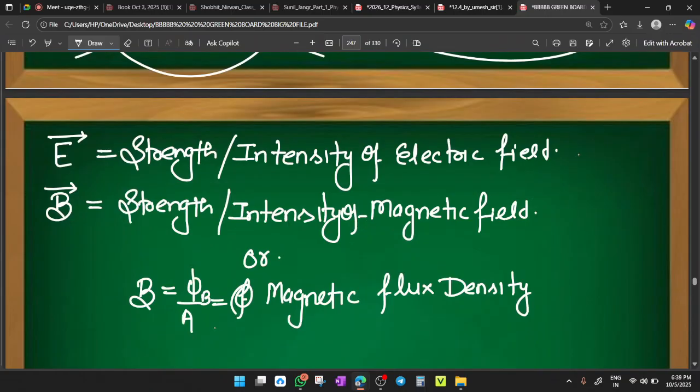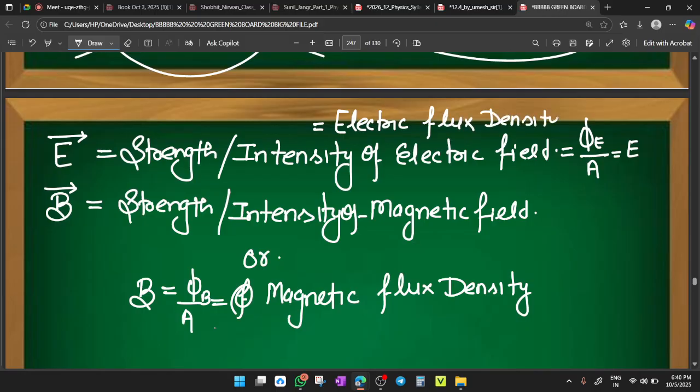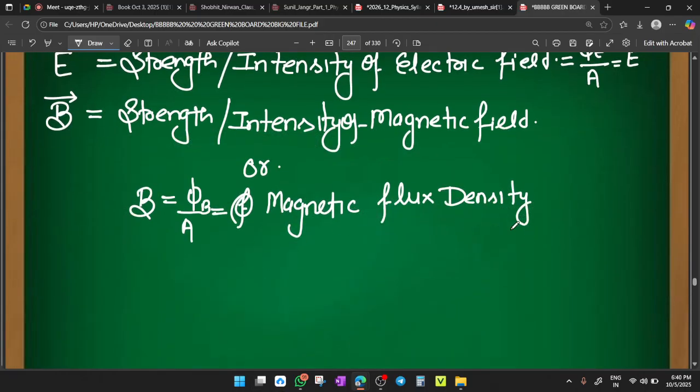Similarly, here E equals phi electric per unit area. That is equal to electric flux density. Here it is called electric flux density. Yes, and here it is magnetic flux density. Clear?